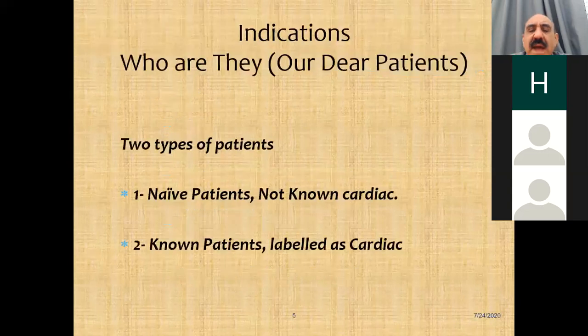So what are the types of patients who come to the nuclear cardiology lab? We have two types of patients. Naive patients who are not known before to be cardiac, or known patients with cardiac disease who are tested for their stability on cardiac medication.